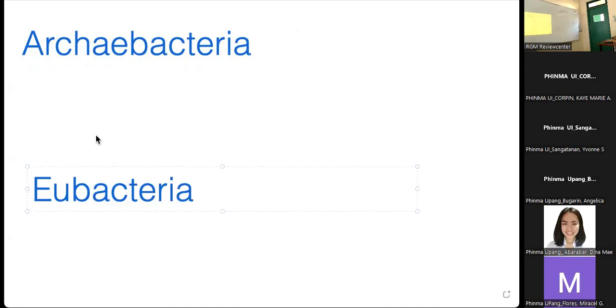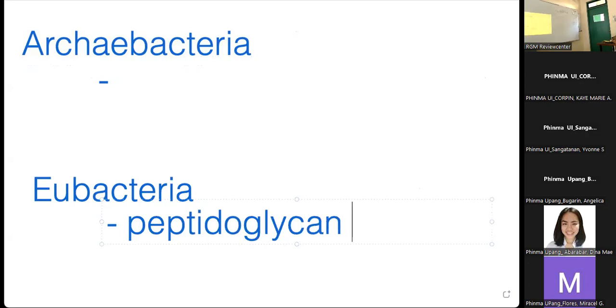All right. So remember that the Archaebacteria have a special cell wall. Instead of a peptidoglycan cell wall, which is present in your Eubacteria, let us start with Eubacteria. Remember that Eubacteria have the peptidoglycan cell wall. Peptidoglycan is also known as murein.